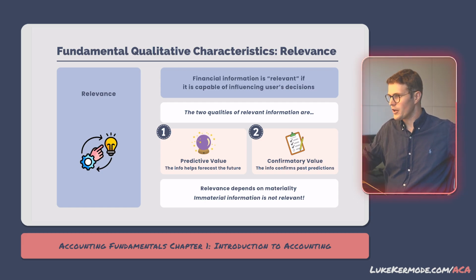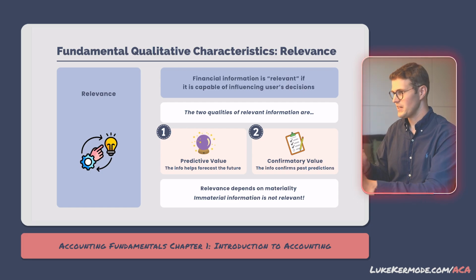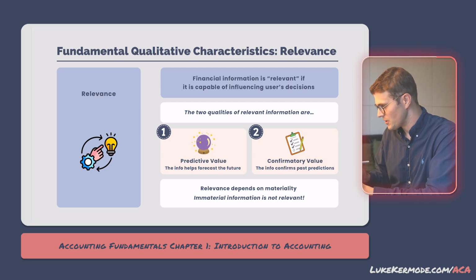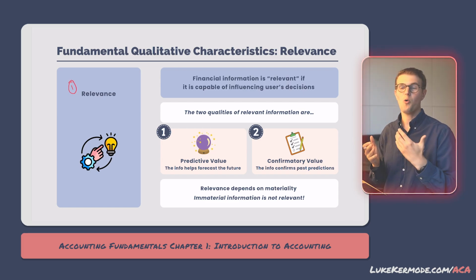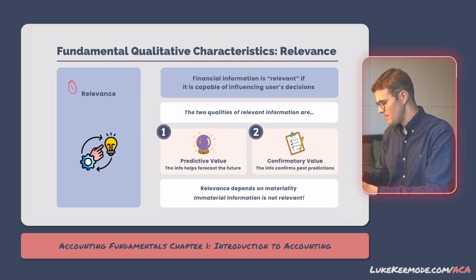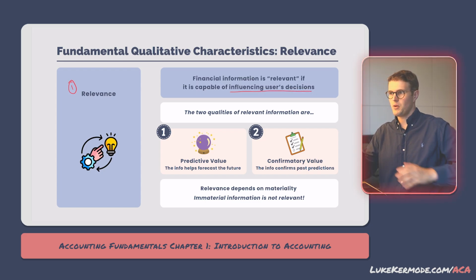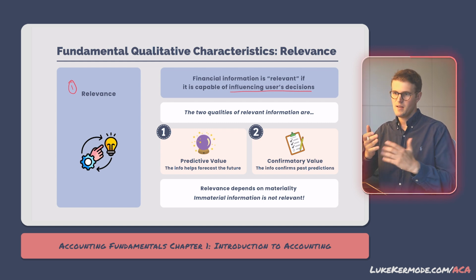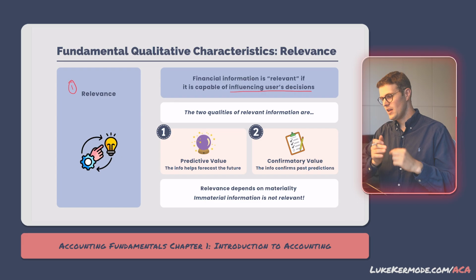So let's look at one of the fundamental qualitative characteristics of financial information. We'll start with relevance. This is the first characteristic. In simple terms, information is relevant if it's capable of making a difference to the decisions made by users. Think of an investor deciding whether to buy shares in a business. If the information in the financial statements influences their decision, then it's relevant.